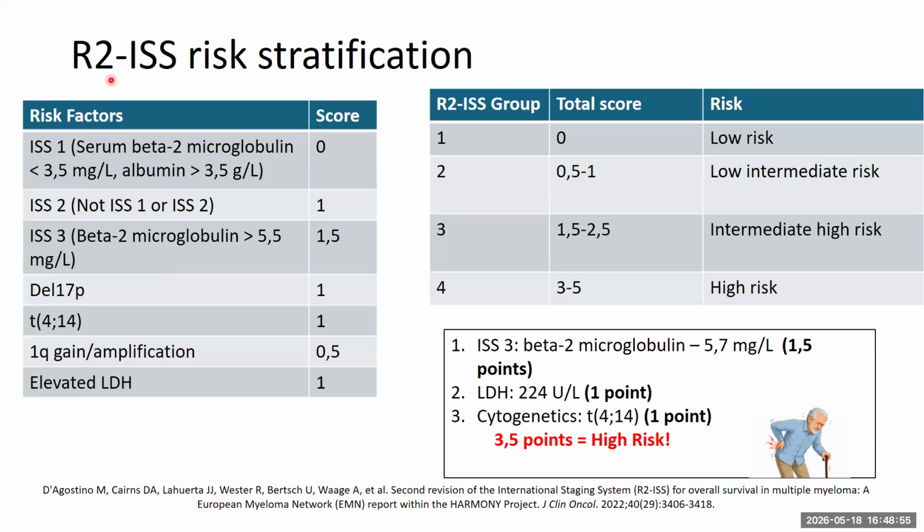So coming back to our risk stratification, this just summarizes the different factors that are needed. It's based on the ISS stage, high-risk cytogenetics, as well as LDH. Each of these components is given a score. The score is then calculated, and one would then be stratified accordingly from low to high risk. Our patient had an ISS-3 score with elevated LDH and a high-risk cytogenetic, so he was classified as high risk based on having 3.5 points.